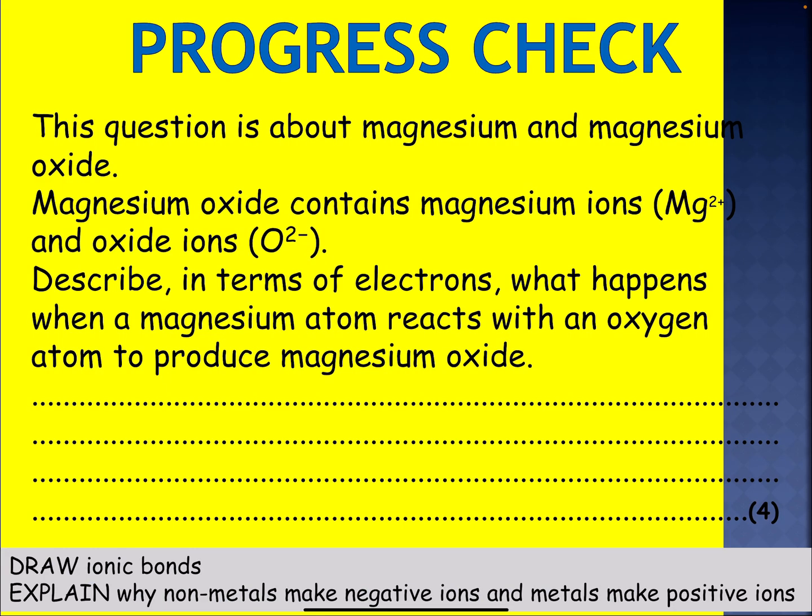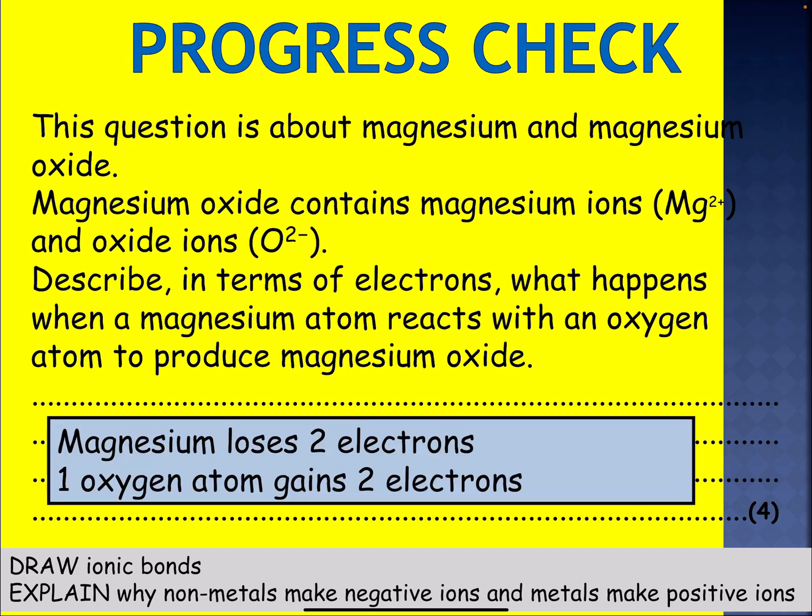We move on. This question is about magnesium and magnesium oxide. Magnesium oxide contains magnesium ions, Mg2+, and oxide ions, O2-. Describe in terms of electrons what happens when a magnesium atom reacts with an oxygen atom to produce magnesium oxide. It's worth 4 marks, so pause the video here and have a go. Okay, let's see how you got on. Magnesium will lose 2 electrons and the oxygen atom will gain 2 electrons to form magnesium oxide. And that's 4 marks.